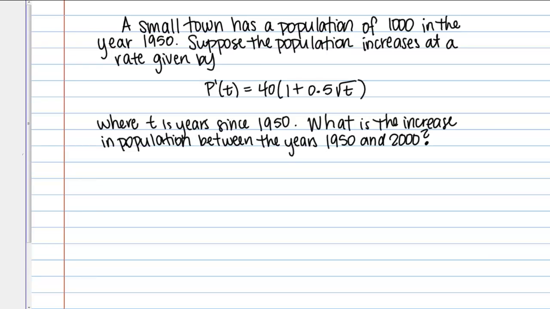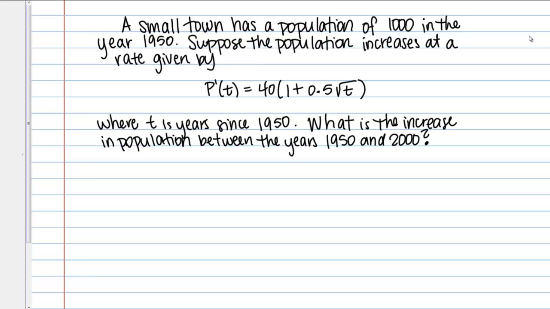Let's work through a word problem where we have to calculate the net change. So here's a scenario. A small town has a population of 1,000 in the year 1950. Suppose the population increases at a rate given by p prime of t equals 40 times (1 plus 0.5 square root of t), where t is years since 1950. What is the increase in population between the years 1950 and 2000?